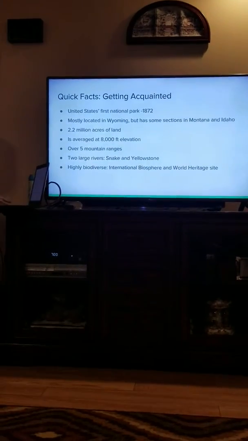It has 2 large rivers, the Snake and the Yellowstone, and it is highly biodiverse. It actually has its own ecosystem, the Yellowstone ecosystem, and it was inducted as an international biosphere in the 70s and a World Heritage Site in the 80s.